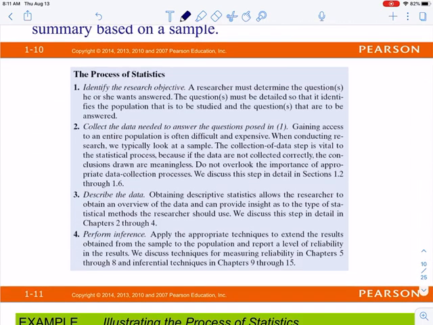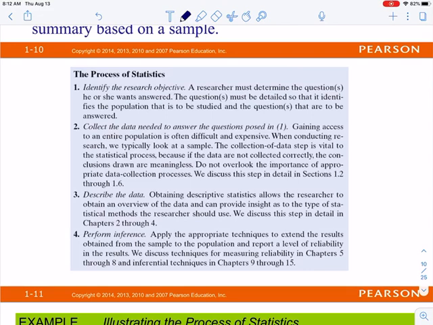Okay, so here's our process of statistics and kind of a summary of even how this class is going to run. The first thing that we're going to do is identify the research objective. A researcher must determine the question or questions he or she wants answered. The questions must be detailed so that it identifies the population that is to be studied and the question or questions that are to be answered.